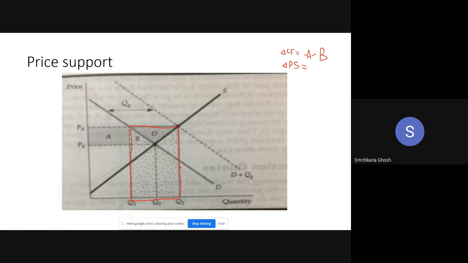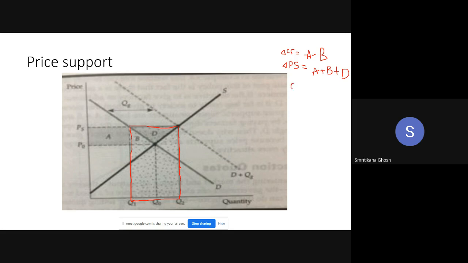So what will be the producer surplus? So only gain for the producer, look. A plus B plus D. Okay. Now there is a third component, that is government expenditure.